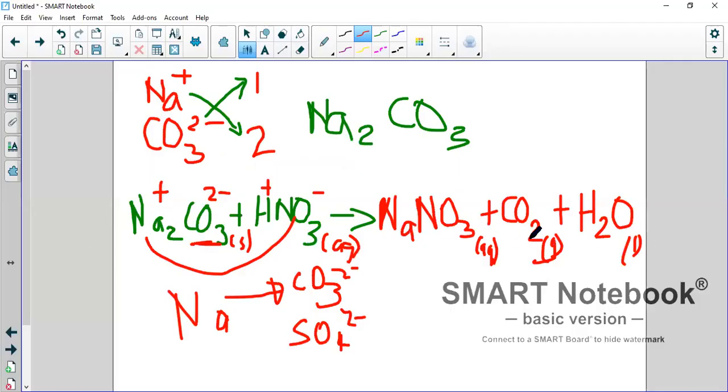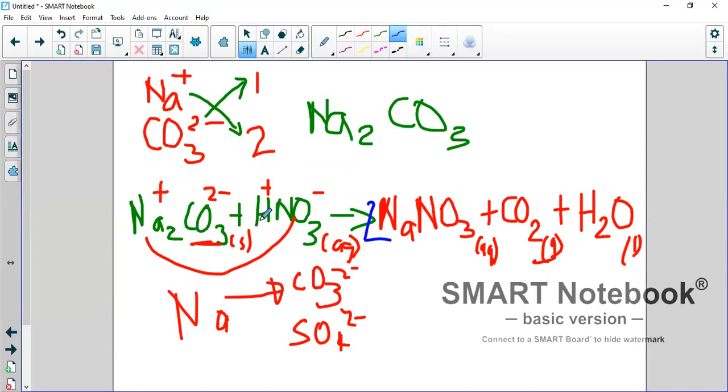Right, let's check if it's balanced. Sodium here, I've got 2. Let me use blue. Sodium is 1 on the other side, so I put a 2 here. So sodium is balanced. Carbon is 1, carbon is 1. Oxygen here, I've got 3 plus 3, which is 6. This side, oxygen is 3 plus 2 plus 1, which is also 6.